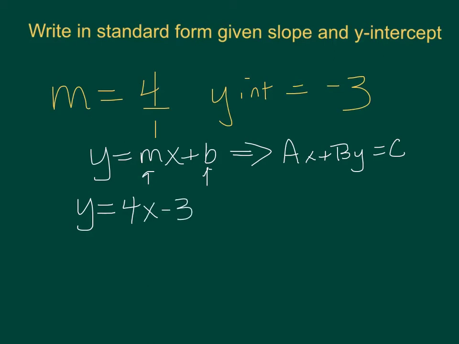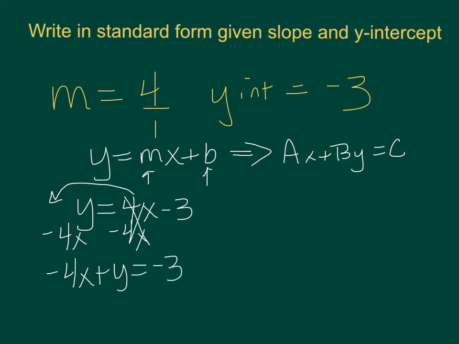Plug that in. Now, y is on the left, and we want it on the left. But my x here, I need to move over, because I want the x and the y on the same side of the equation. So I'm going to take my 4x and move it over there. Remember, when something crosses the equal sign, it changes signs. So I have -4x plus y equals, and what's left over here is -3.